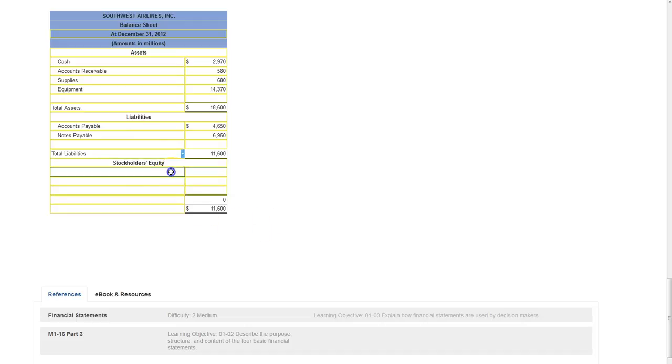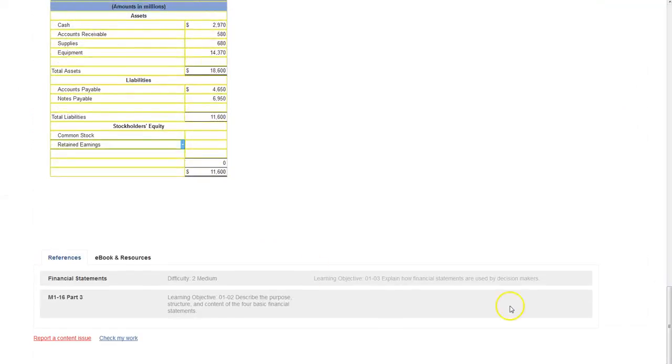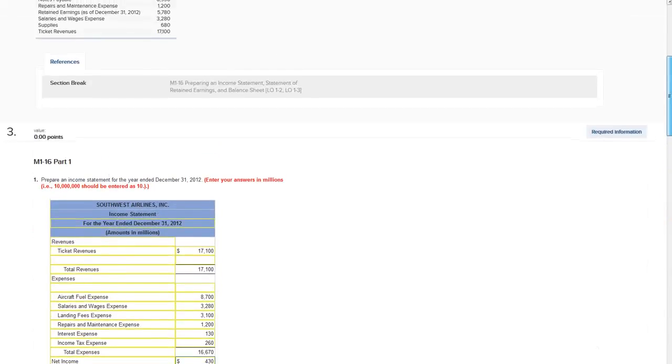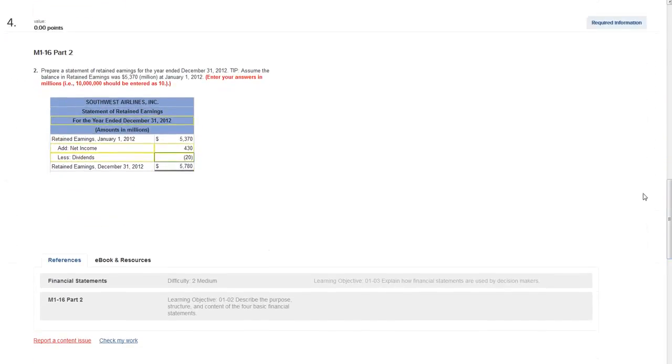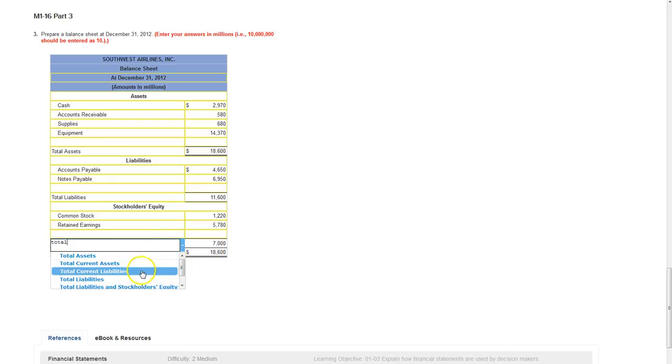Now, stockholders' equity. There's two types of accounts there. The original investment of the stockholders, called common stock, and the earnings of the company to date, retained earnings. Okay, now common stock, we're going to look at that above here. Common stock total $1,220, and retained earnings we can get from our statement of retained earnings. Now, they do give it to you in the list above there, retained earnings as of December 31st, but most problems will not. Most problems you're going to have to go to the statement of retained earnings, $5,780, and get it there. So our total equity, the total amount of the company that the stockholders own, is $7,000.